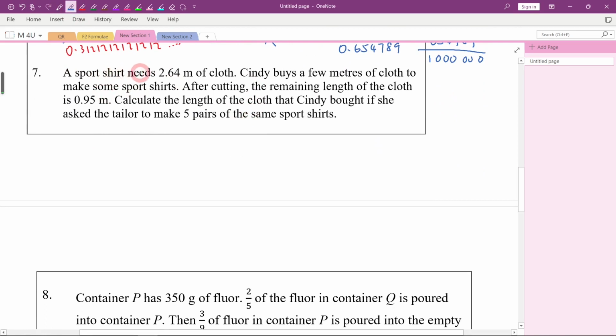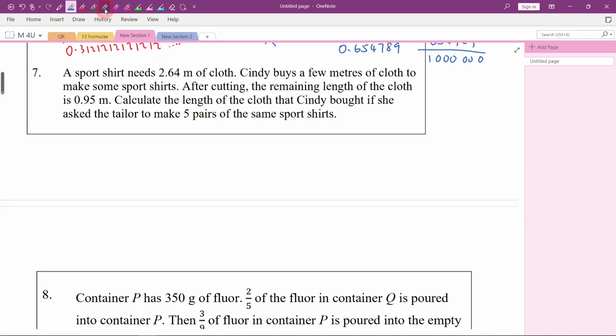A sport shirt needs 2.64 meters of cloth. Cindy buys a few meters of cloth to make some sport shirts. After cutting, the remaining length of the cloth is 0.95 meter. Calculate the length of the cloth that Cindy bought if she asked the tailor to make 5 of the same sport shirt. So we have 5 shirts.